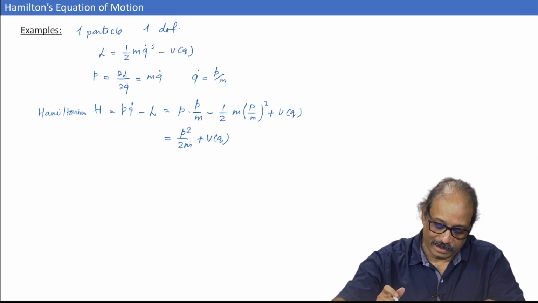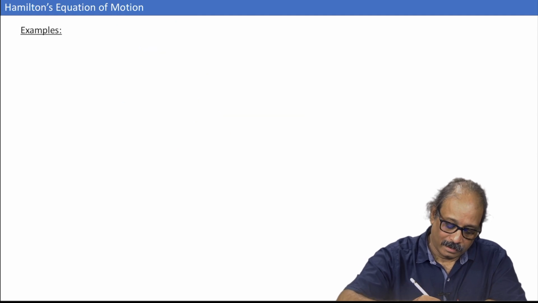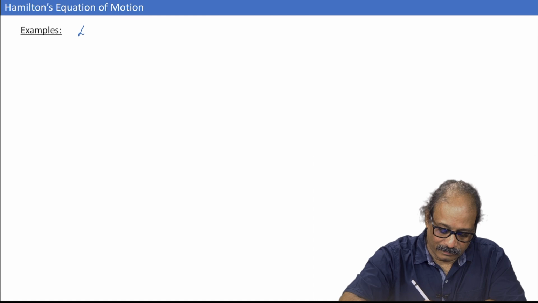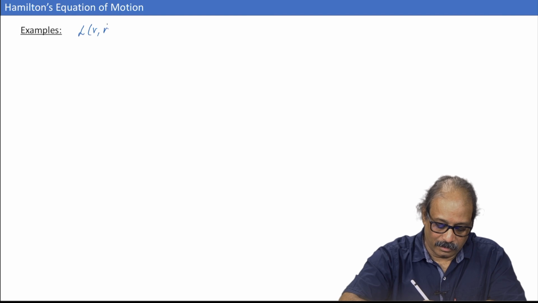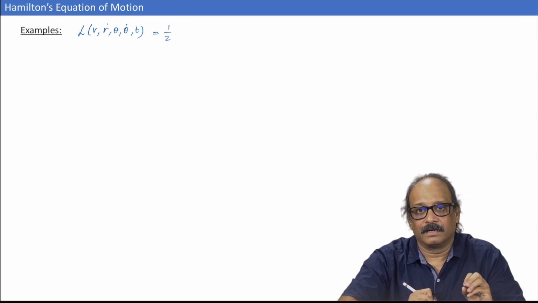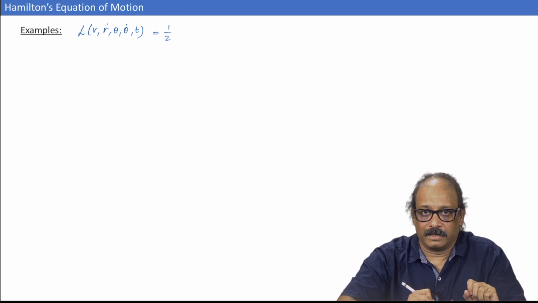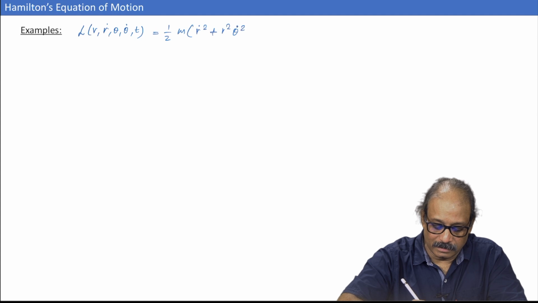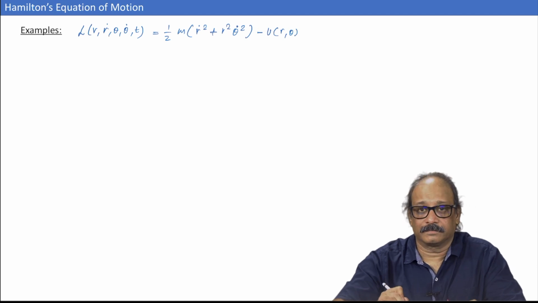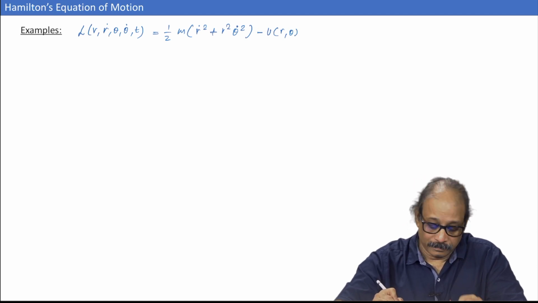Now, one more example. Suppose I have a Lagrangian which is a function of r, r dot, theta, theta dot and t, and this is again for a single particle moving in a plane using polar coordinates. So, this would be half m, r dot square plus r square theta dot square, minus u of r comma theta. So, this is your Lagrangian.